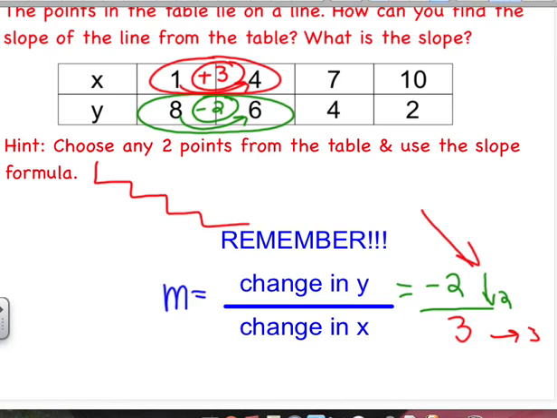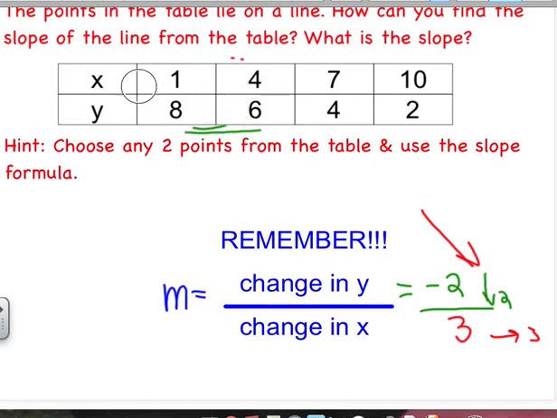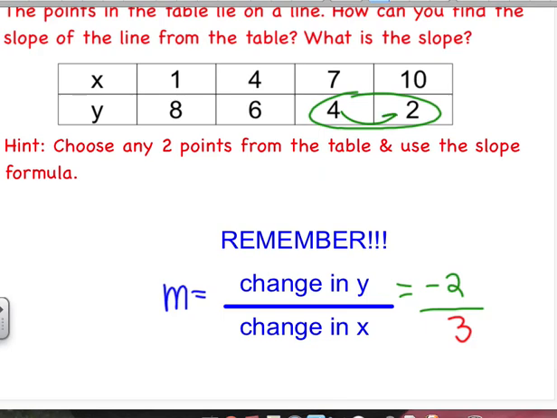And you know, the cool thing is, well, I mean, I guess it's kind of cool, is that this slope of negative 2/3 is consistent through the entire table. So if I were to look at 2 other points, let's do 4, 2. How do you get from a 4 to a 2? Negative 2, right? Down 2. So there's that negative 2 again. Now compare the 7 and 10. How do you get from a 7 to a 10? Up 3, positive 3. There's your denominator of a positive 3 again. So it doesn't matter which 2 points you compare because the table is consistent with its slope. The slope is the same all the way through the table.